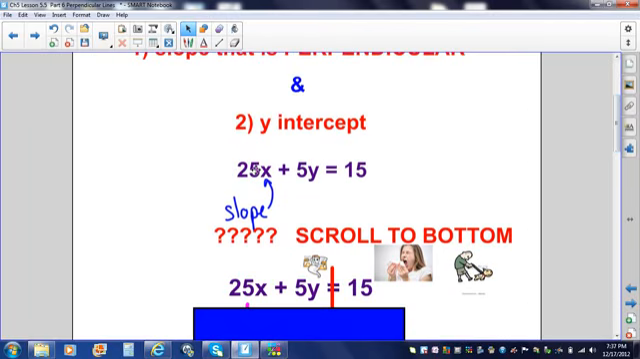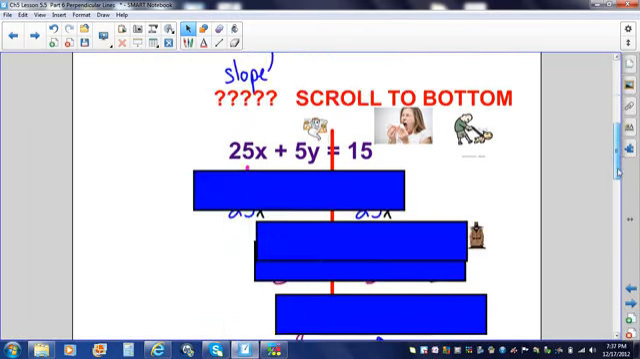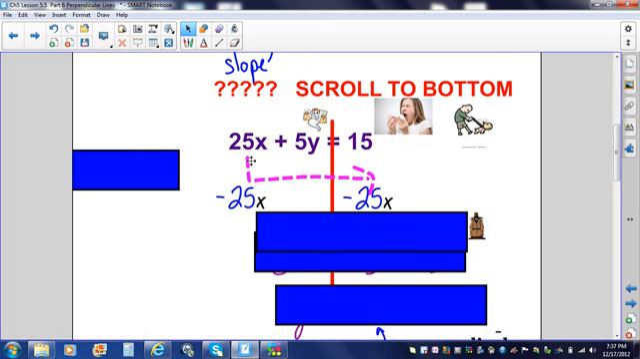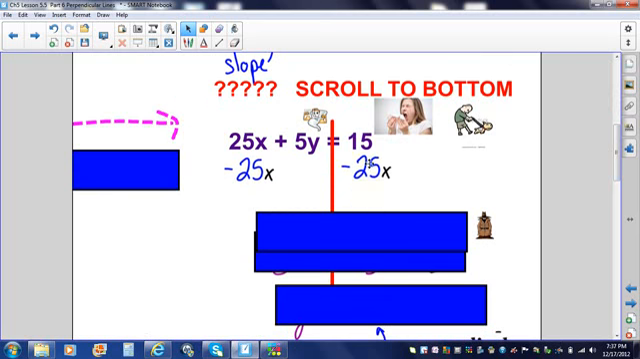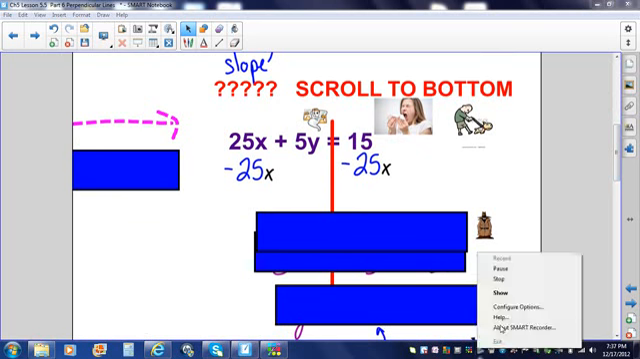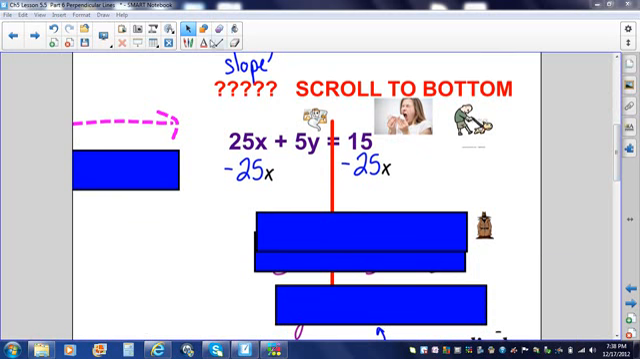We're going to have to move the 25x over to the other side. So we're going to take the 25x and we're going to move it over to the right side. Remember that 25x is a SPI. So the inverse of 25x is to subtract 25x. We're going to do that on both sides. These are going to end up canceling each other. So I'm left with 5y equals what?